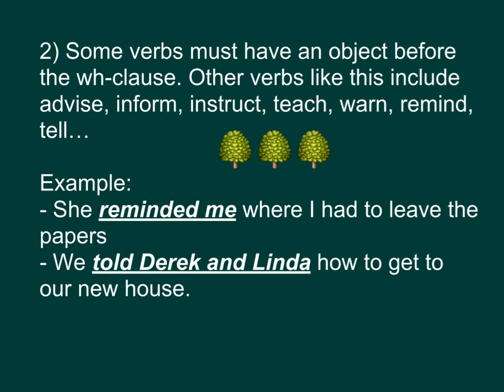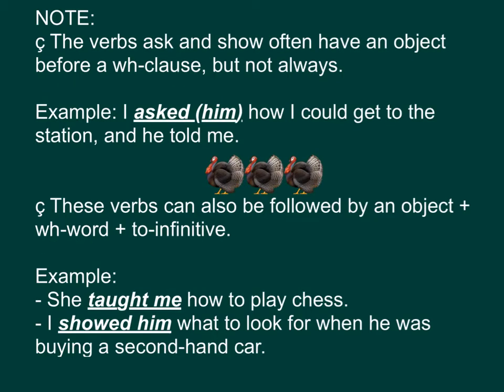Some verbs must have an object before the WH clause. Other verbs like this include advise, inform, instruct, teach, warn, remind, tell. For example, she reminded me where I had to leave the papers. We told Derek and Linda how to get to our new house. Be careful, the verbs ask and show often have an object before a WH clause, but not always. For example, I asked how I could get to the station, and he told me.